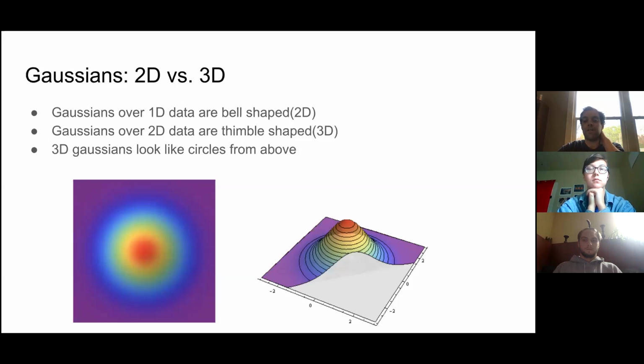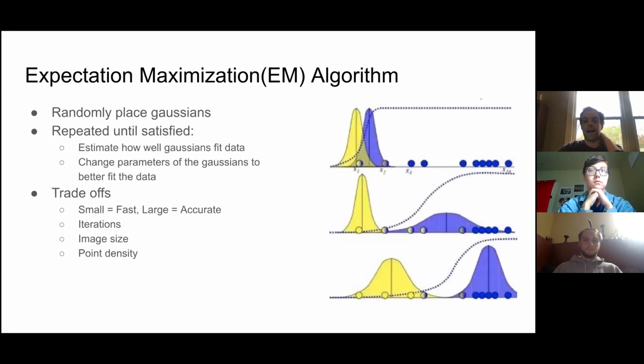And then if you were to look at that from the top down, which we're trying to do with our x, y dimensions anyway, you will in fact get circles like you see on the left here. And so because of that, what we're really trying to do is figure out how we can center those circles and determine their width so they will best fit our data. To do that, we will use an algorithm called the expectation maximization, or EM algorithm.